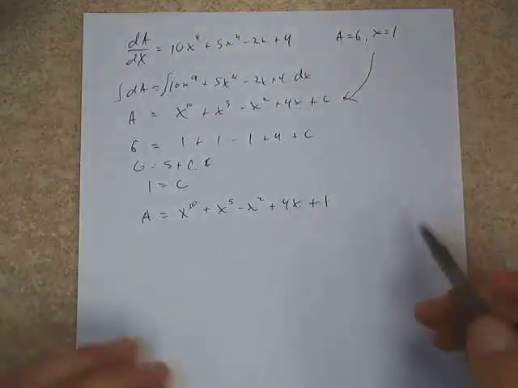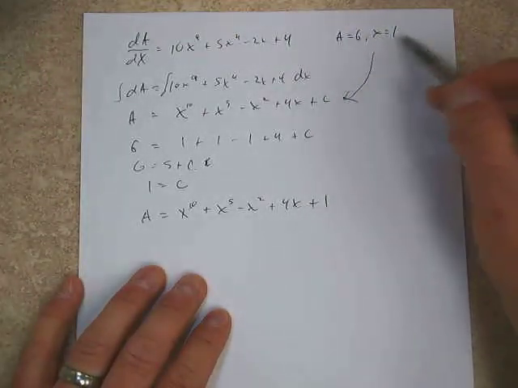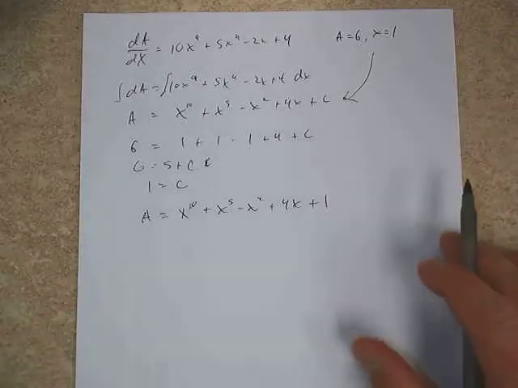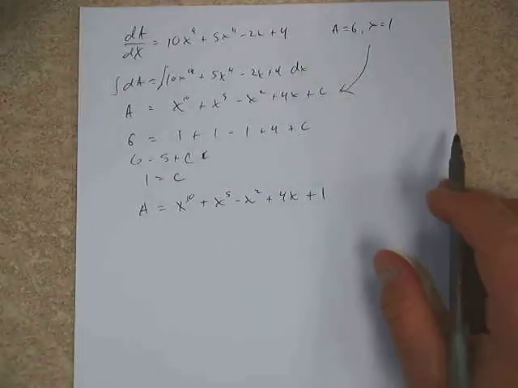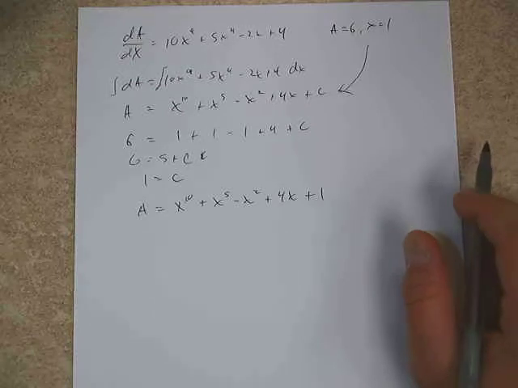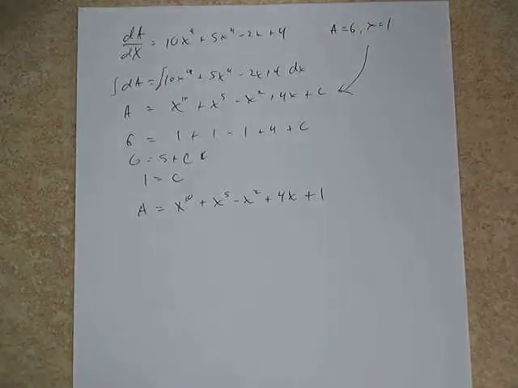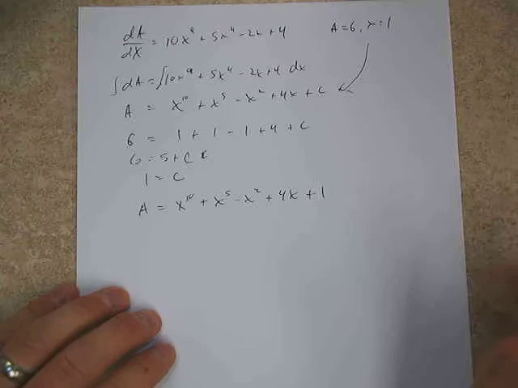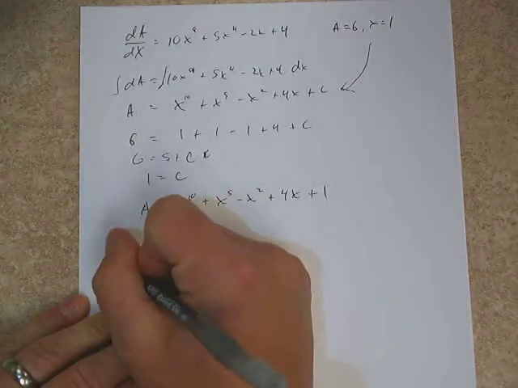And if we differentiate this, we had better get this. And we can see that this would be 10x to the 9th plus 5x to the 4th minus 2x plus 4. So indeed we found an equation that has this as its derivative and has this as its initial condition. And it satisfies this point, if you will.